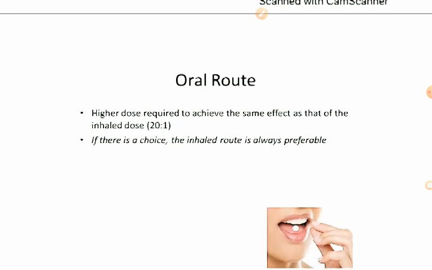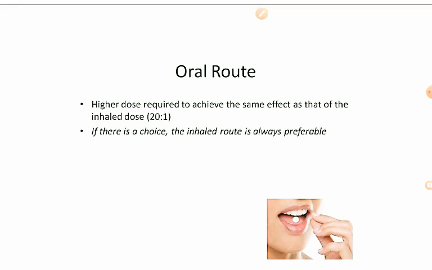We have also the oral route. For example, salbutamol PO. We have also your theophylline PO. The oral route requires a higher dose to achieve the same effect as the inhaled dose, with a ratio of 20:1. Inhalation is much better. If there is a choice, the inhaled route is always the preferable one.